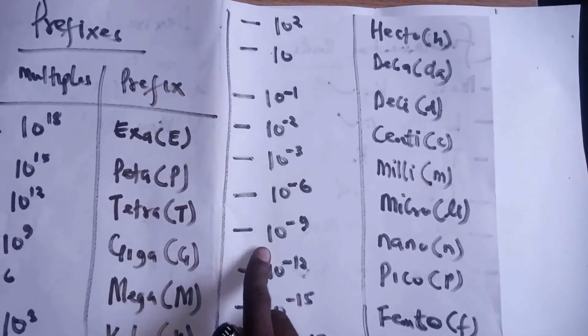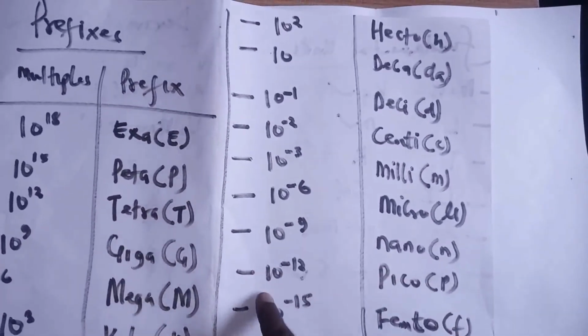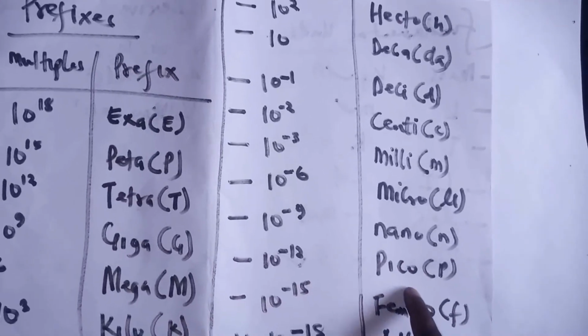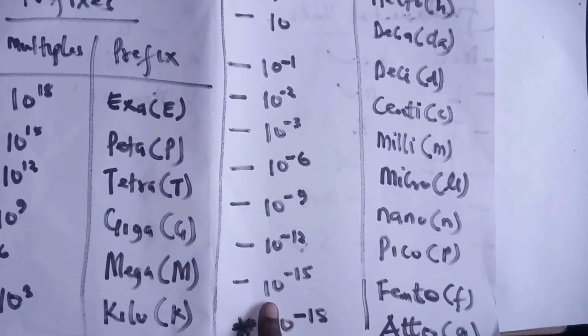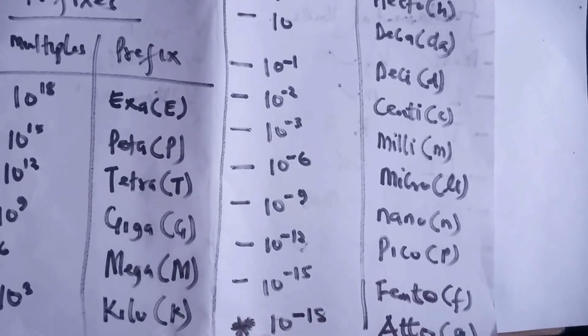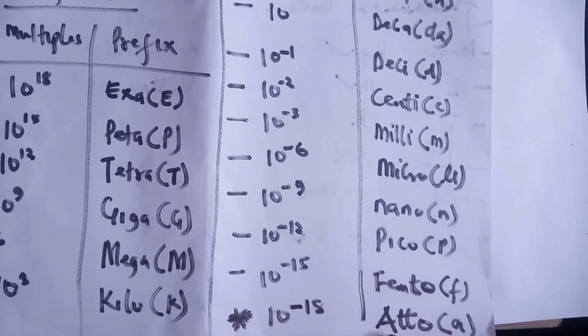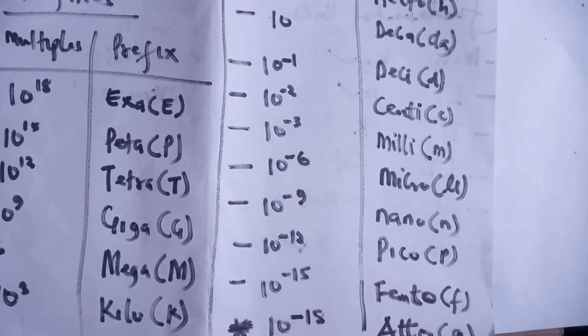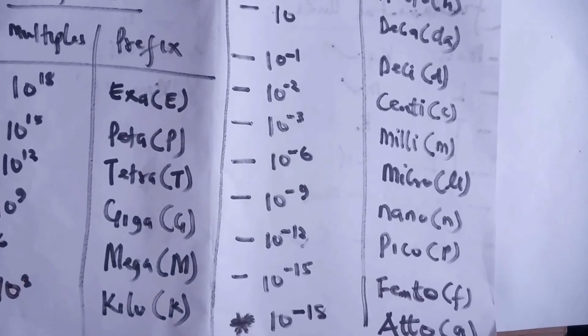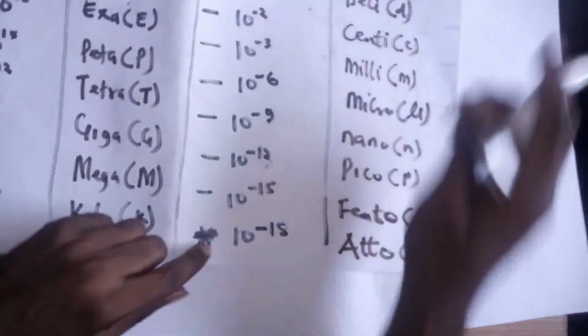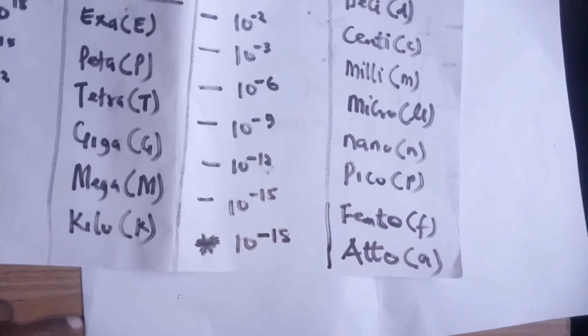We have times 10 raised to power minus 9 nano, times 10 raised to power minus 12 as pico. We also have picofarad too. Times 10 raised to power minus 15 femto, and then times 10 raised to power minus 18 atto. I actually start this because this is hard to come by and we use it most times, so you don't have to forget this one. This one is not very common.